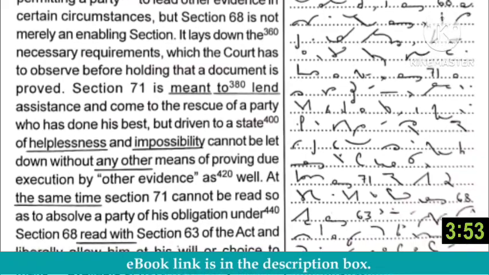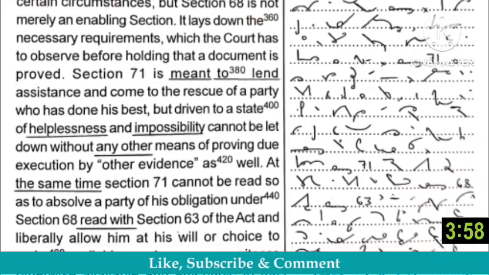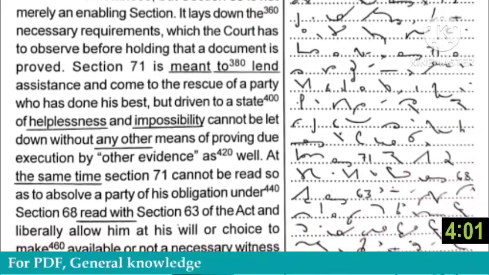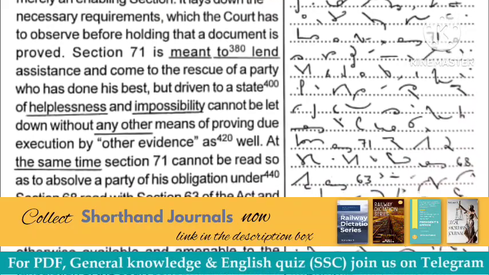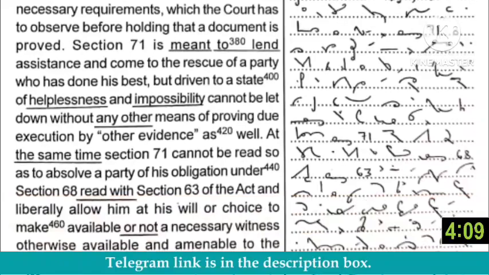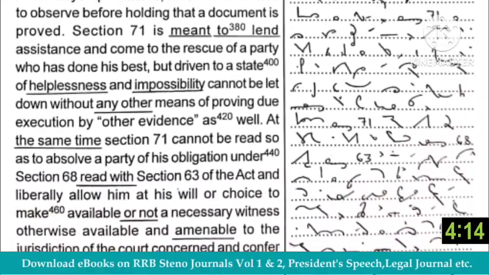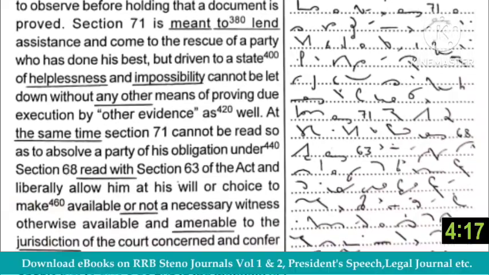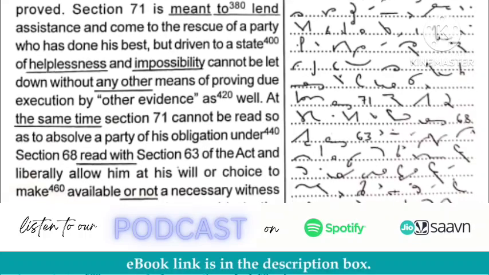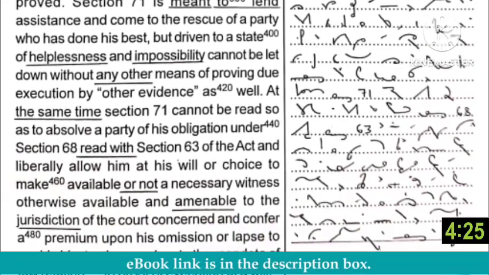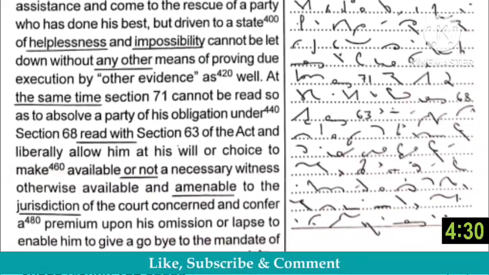At the same time, Section 71 cannot be read so as to absolve a party of his obligation under Section 68, read with Section 63 of the Act, and liberally allow him, at his will or choice, to make available or not a necessary witness, otherwise available and amenable to the jurisdiction of the court concerned, and confer a premium upon his omission or lapse, to enable him to give a go-by to the mandate of law relating to proof of execution of a will.